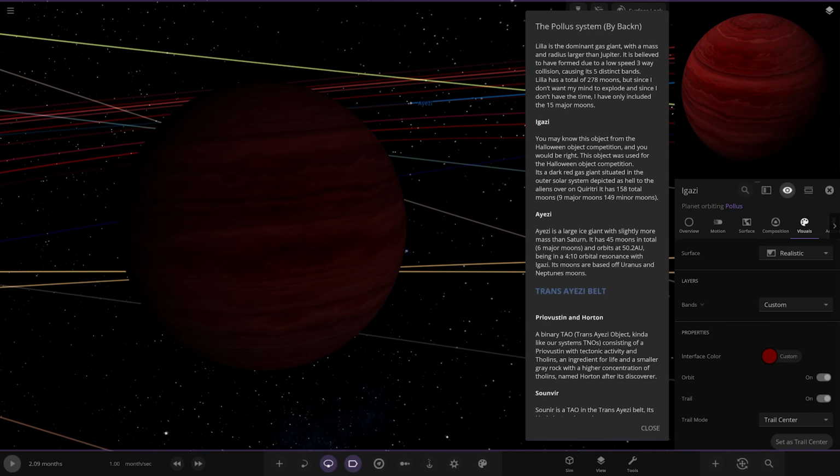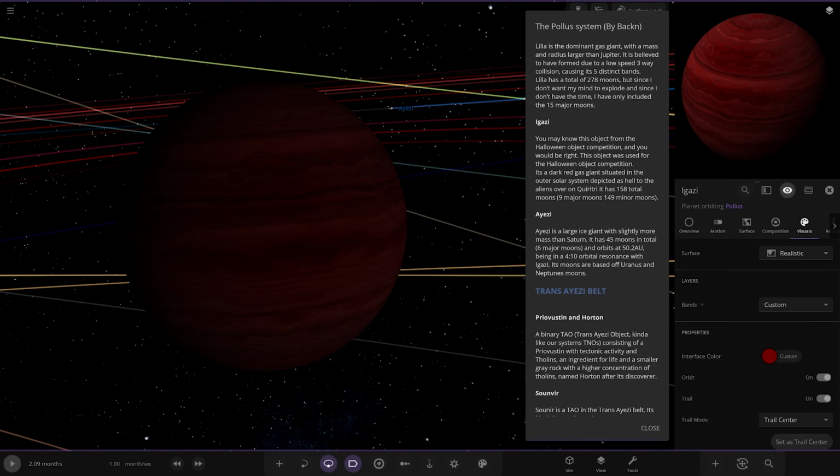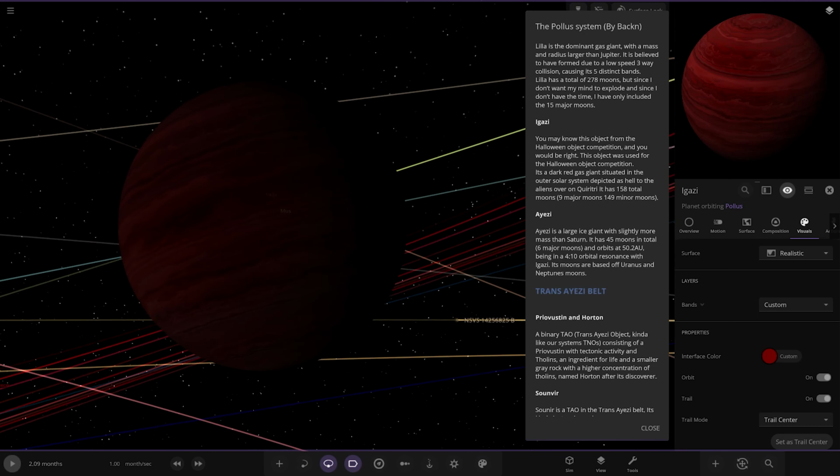You may remember this object from the Halloween object competition, and you would be right. This object was used for the Halloween object competition. It's a dark red gas giant situated in the outer solar system, depicted as hell to the aliens over in Quinertri. It has 158 total moons, 9 major moons, 149 minor moons. That's a lot of moons. So there it is, looking good.